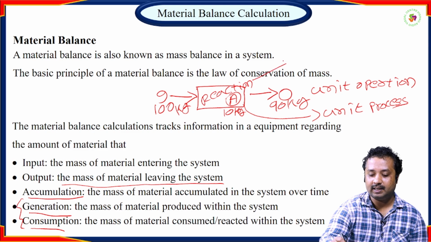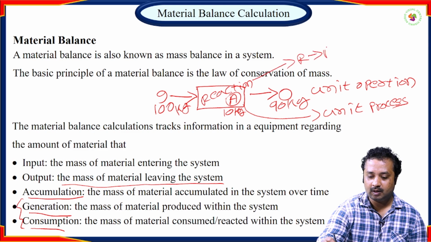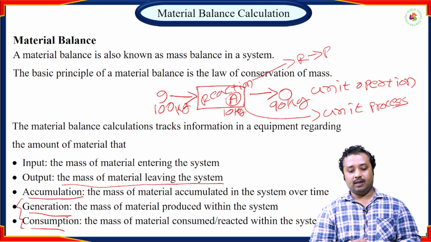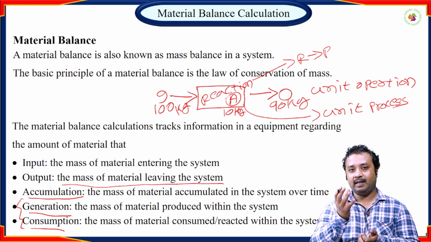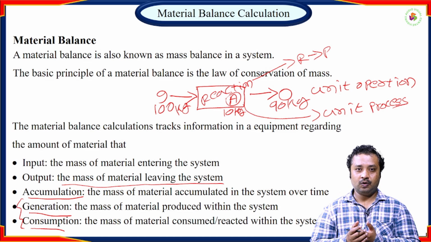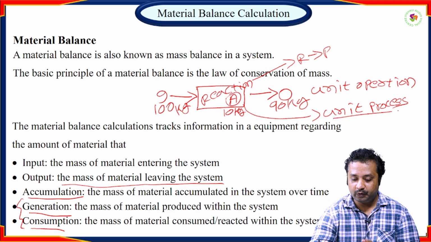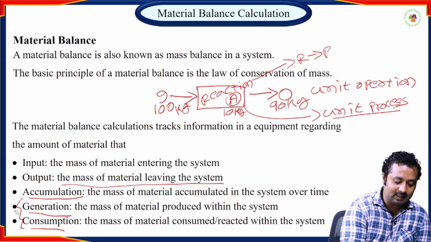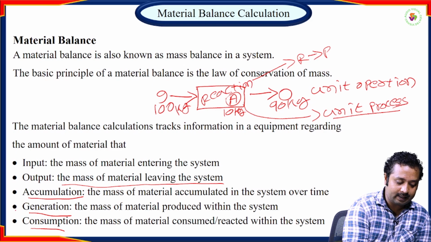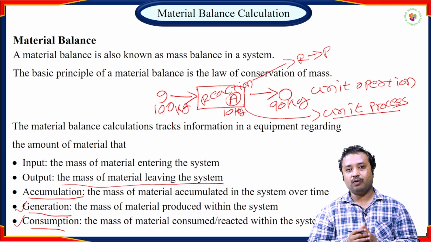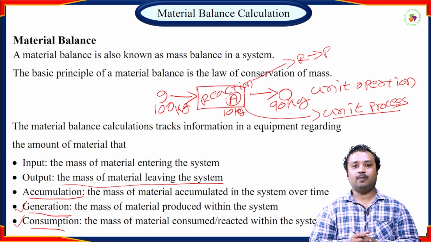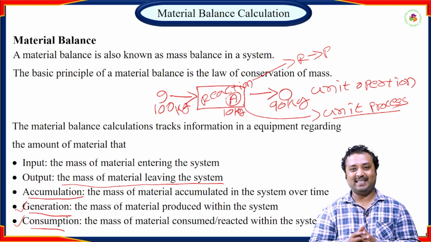The reaction, what is the reaction? The reactant will give rise to product. So during that process, whenever there is some reaction, some amount is generated and some amount is consumed. So in the case of a unit process, we have to consider these two terms, the amount of material generated and the amount of material consumed. So these are the five key terms we need to consider while evaluating the material balance.